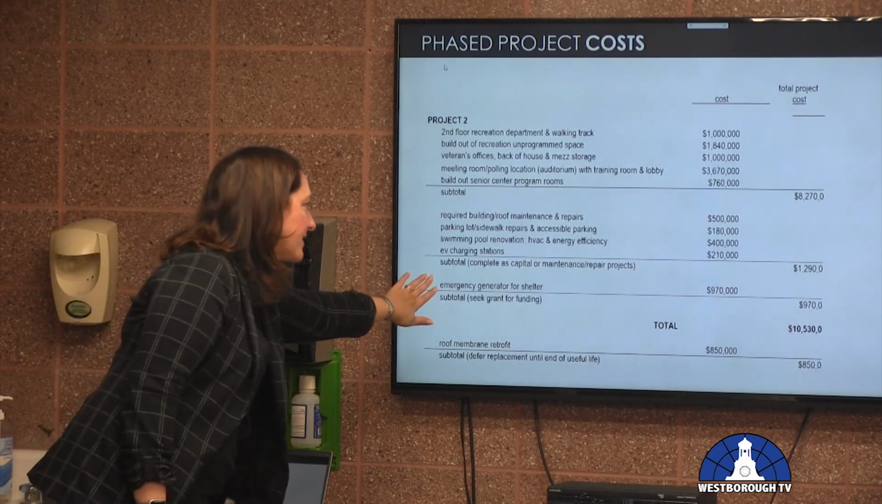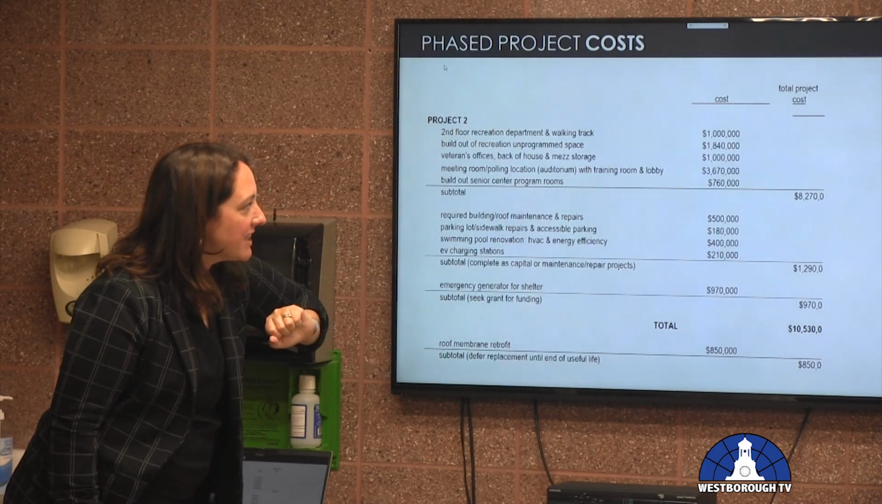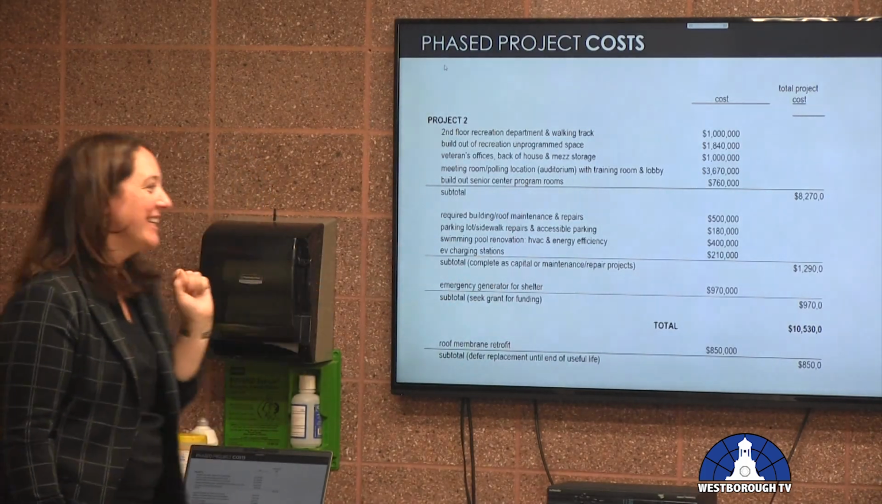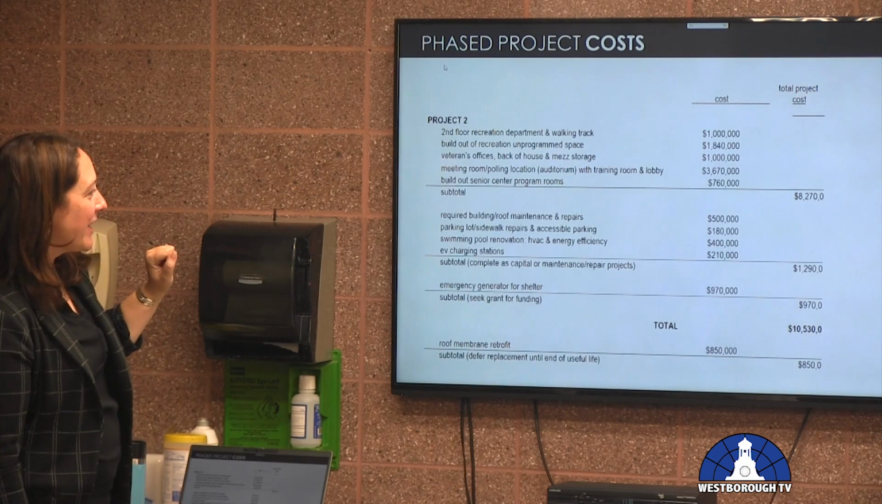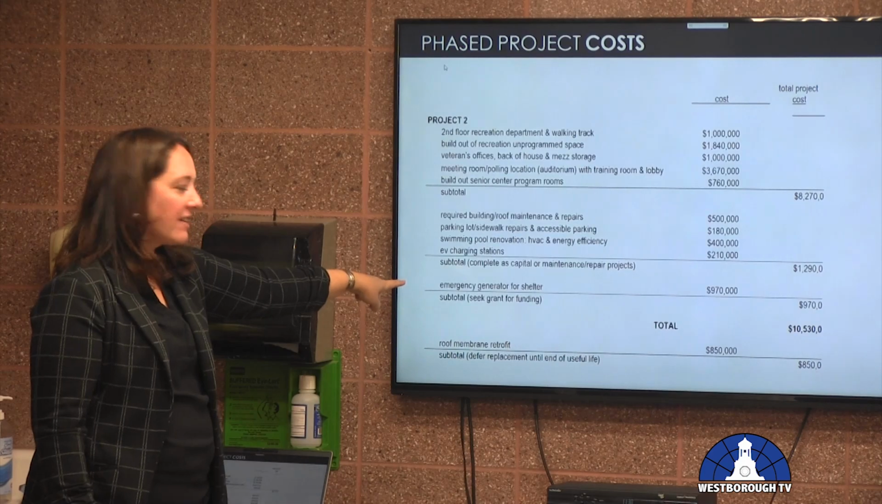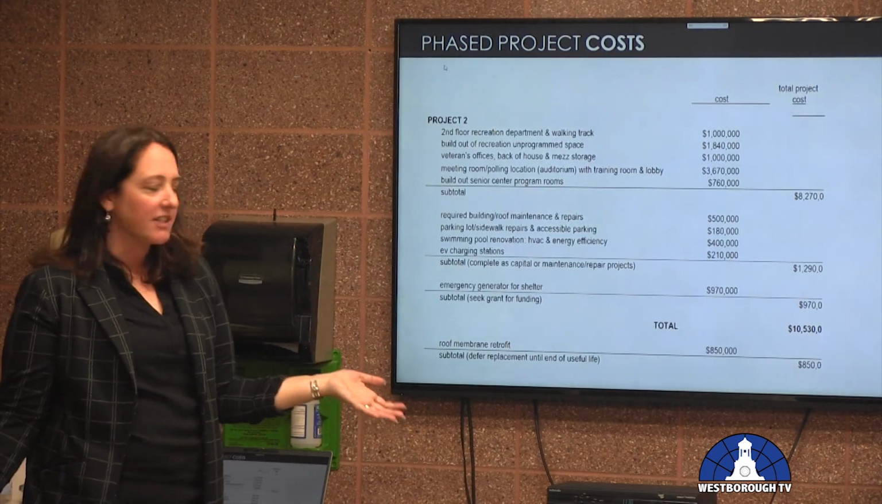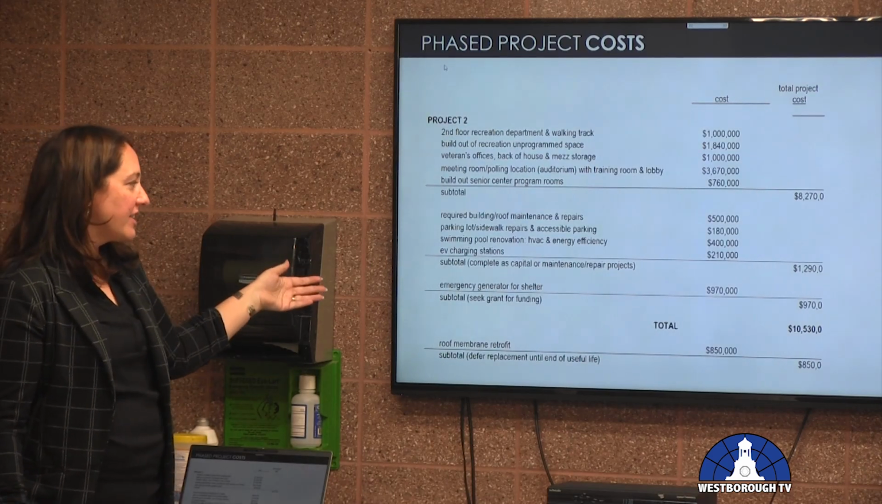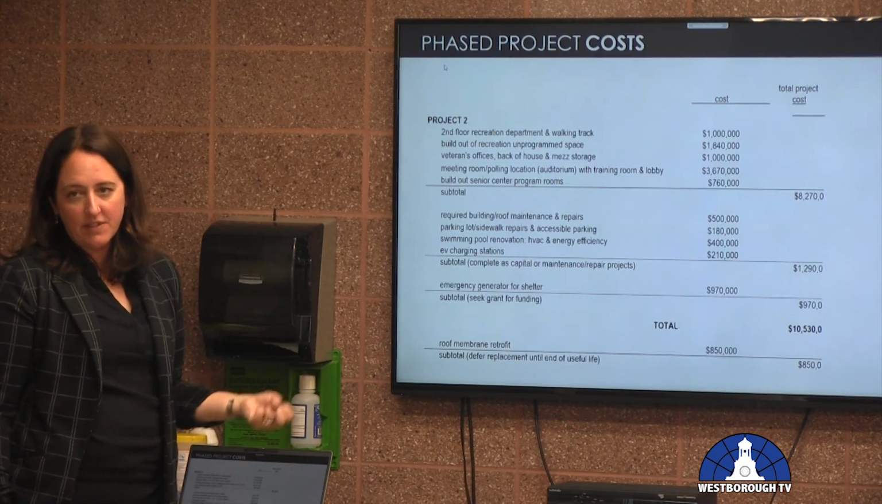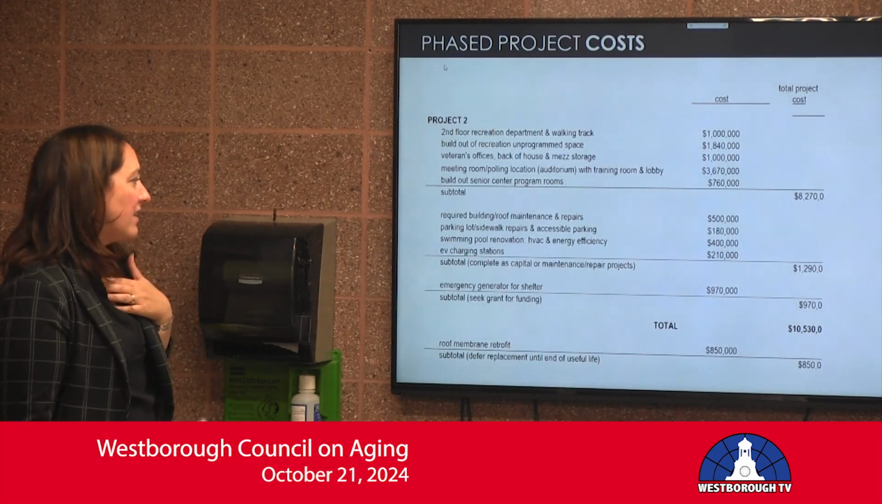And then down here, this one, 970. I guess we're missing a lot of zeros over here, but I don't know how that happened. Anyway, this one is $970,000, the emergency generator, because the idea is that this building would become a shelter. We have already identified a grant that we think would reduce the cost of this, so we'll continue to work on that type of thing.